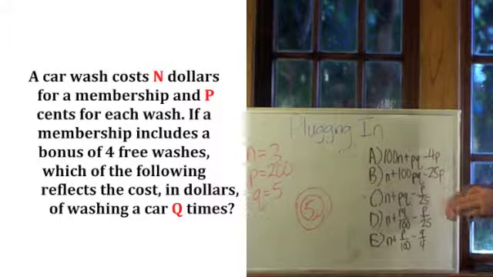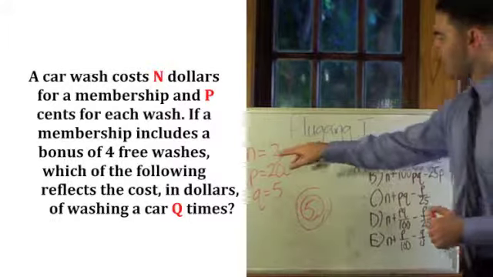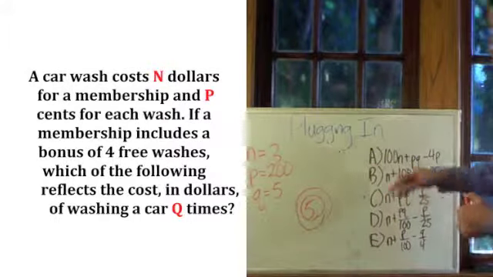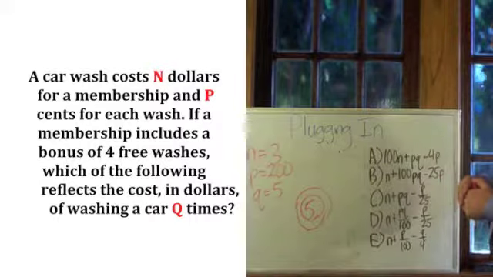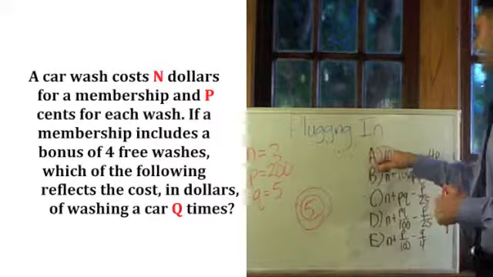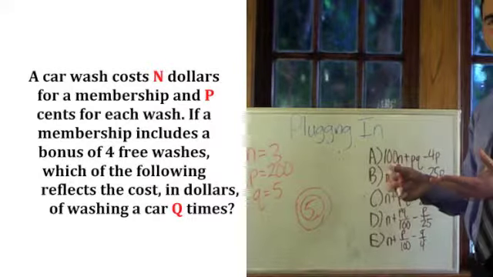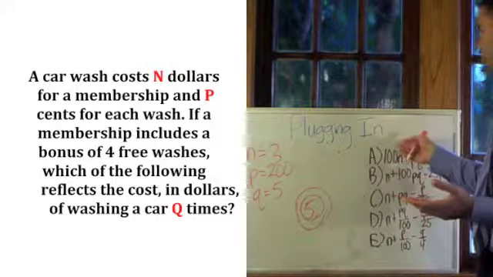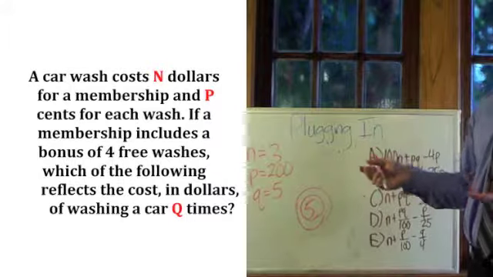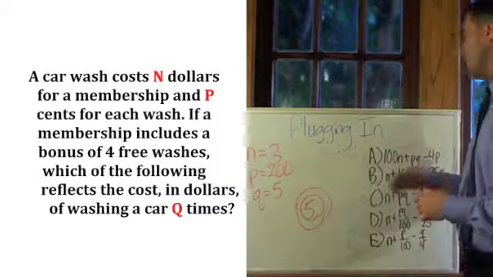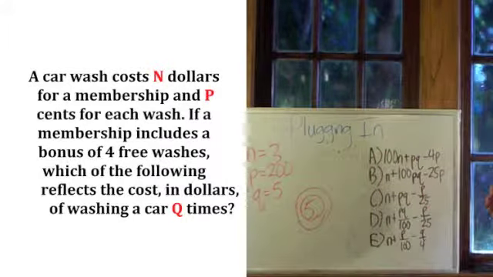Choice A also looks a little off because you'll remember that N refers to the membership cost, and this is saying 100N, meaning whatever the membership cost is, $3 times 100. Why would that make any sense, to take the membership cost and multiply it by 100, so you have to pay $300 to go to a car wash? That doesn't make any sense. So we can also assume that A is probably not the right answer.